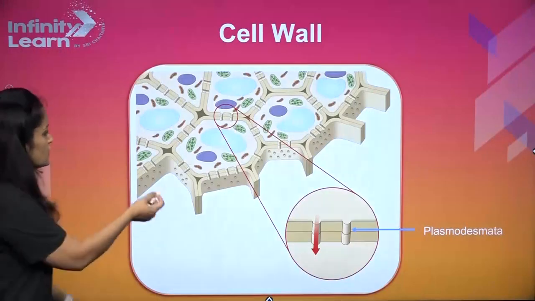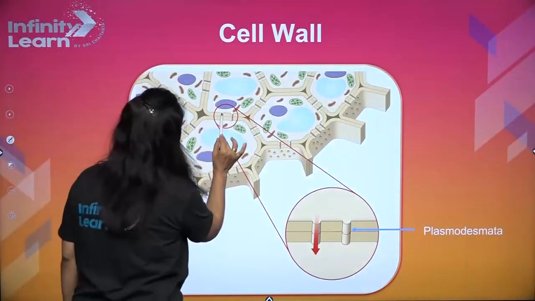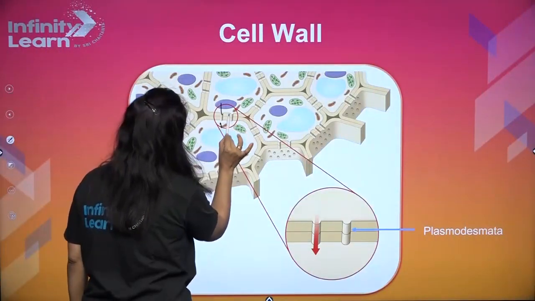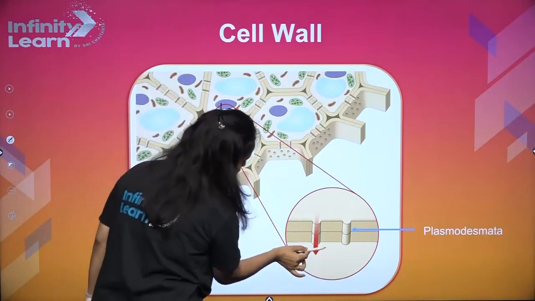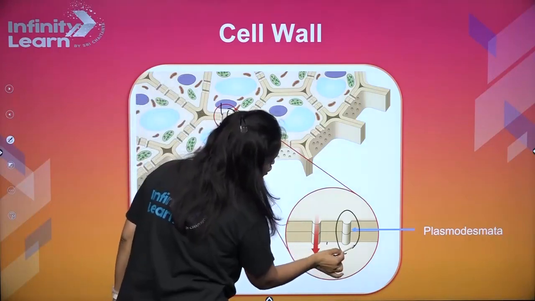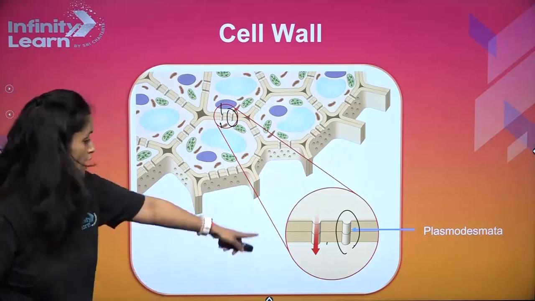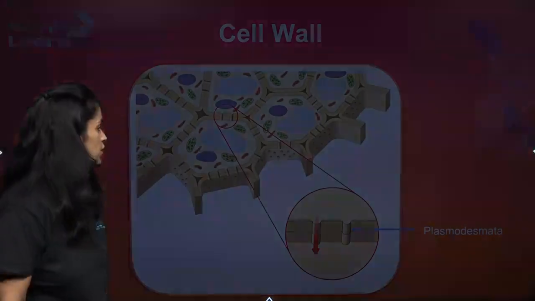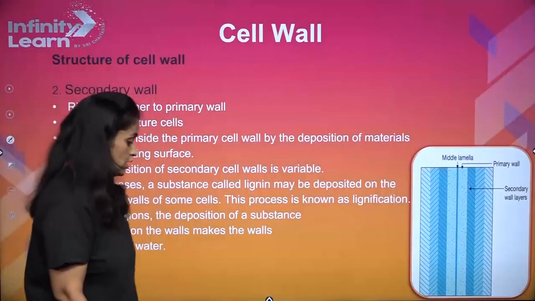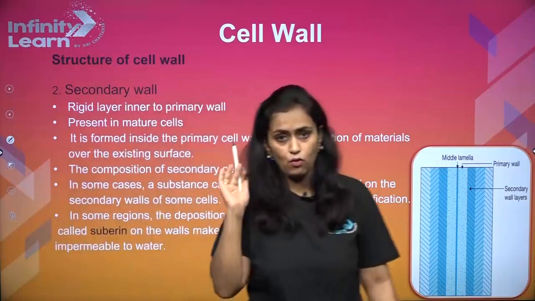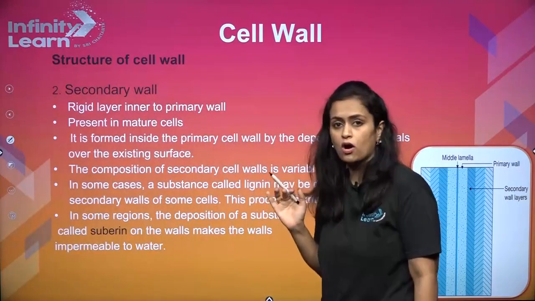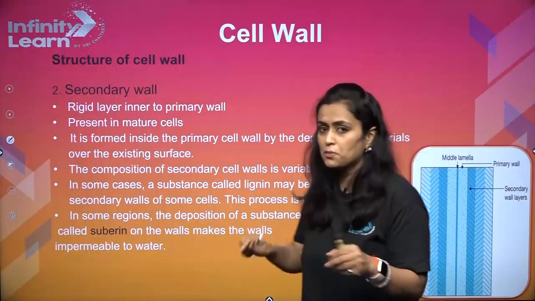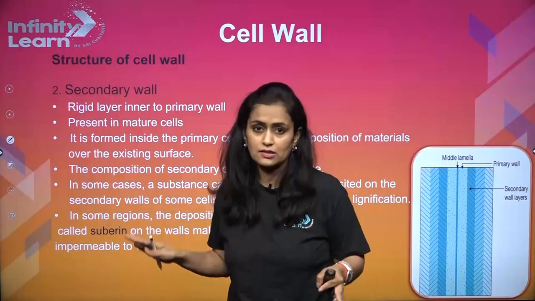Next. So this is the plasmodesmata. Can you see those small little channels over here? It has been enlarged for you. So these are the plasmodesmata, plural. Fantastic. Now, the secondary cell wall. What is secondary cell wall? Secondary cell wall is not present everywhere and in all the cells of the plant.